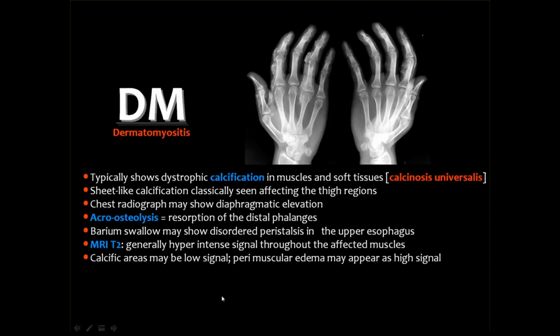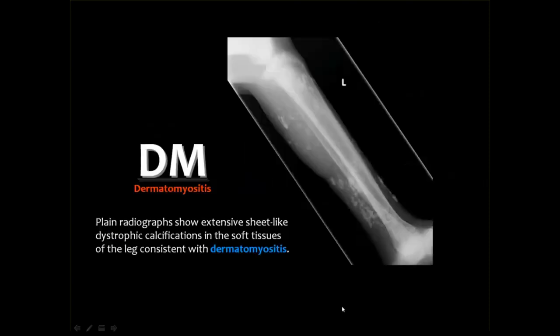And in some patients, the barium swallow may show decreased peristalsis, exactly like you see in scleroderma, which is one of this category, as I will mention. Then MRI will show hyperintense signal throughout the affected muscles due to myositis, which means that there is some sort of edema. The calcific areas will appear of low signal, but the plain films are better for detection of calcification than MRI.